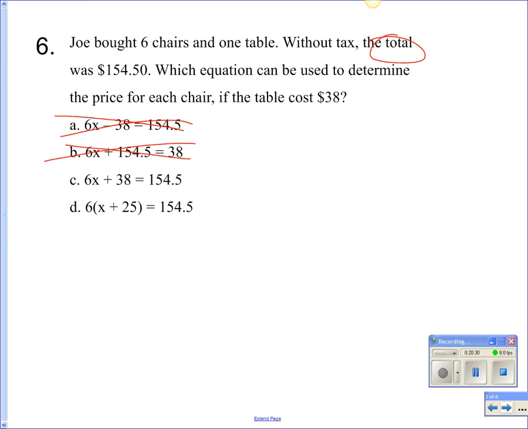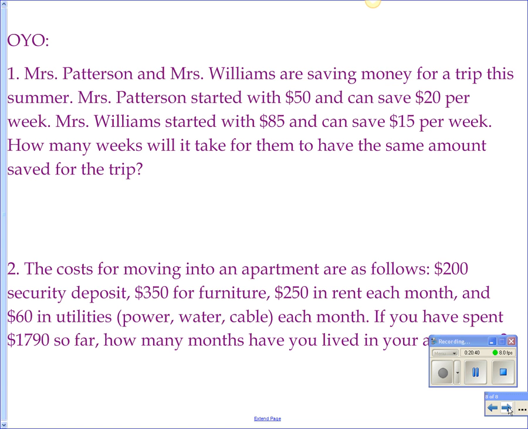D, why? And also it has this 25. Is 25 even up there? No. Okay. All right, OYO time.